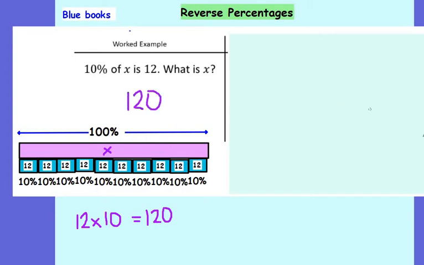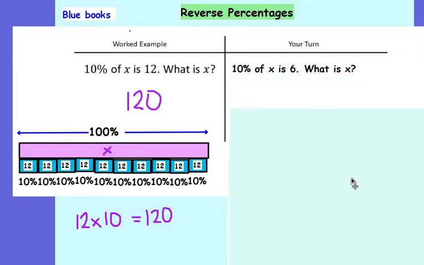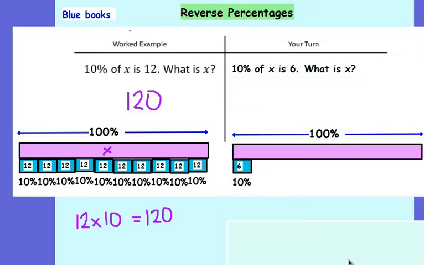Over to you, Year 7. In your dark blue books, can you have a go at this example for me, please? Pause the video, spend a couple of minutes on it for me.